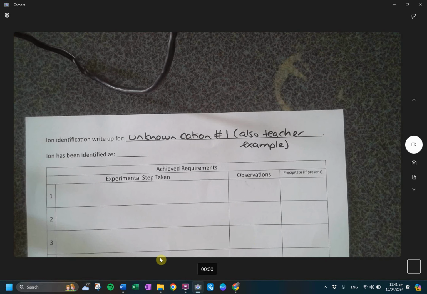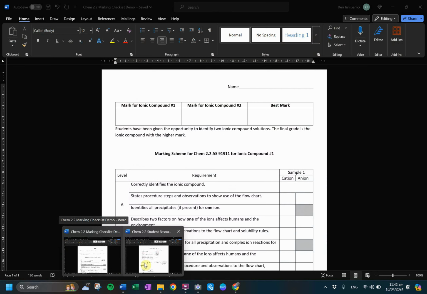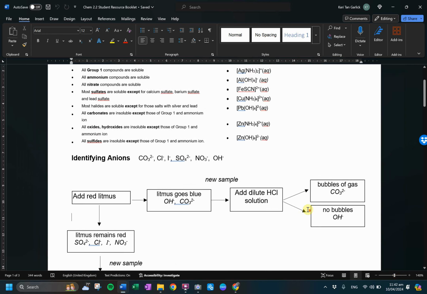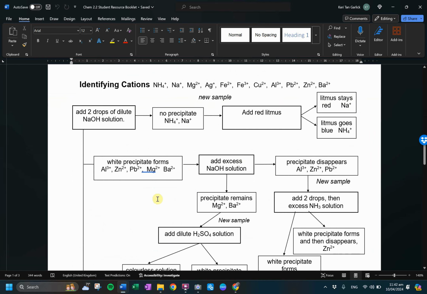And if we look at our flow charts, let me just grab that one. That's the flow chart. Just as a reminder, I said we are identifying the cation, so we're not using this one here. We are using this one over here. Some of you started on the wrong flow chart because you were just doing what we did last week and totally forgot the first instruction that we are identifying the cation.